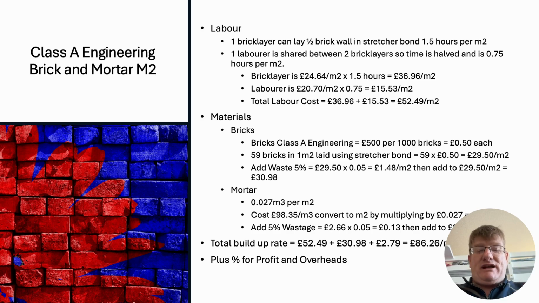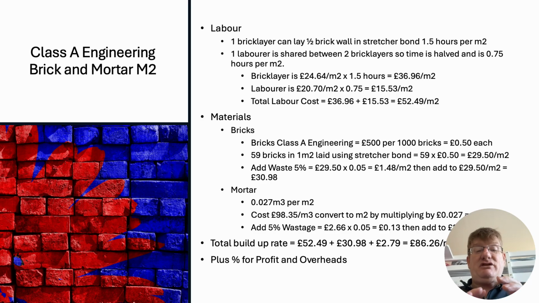Which is ready mixed mortar. So it's already there. You just ready mix it. It's accurately mixed for you. You don't have to mess around with it. You know that it's accurate. It's a bit like concrete. You see it in a silo on site. And that's all you have to do then. The cost is £98.35 a metre cubed, and just multiply it by 0.027, and it'll give you a cost per metre squared. Add your wastage, 10%, and your rate then altogether is around £86 per metre squared.